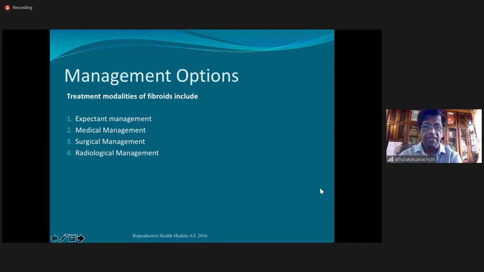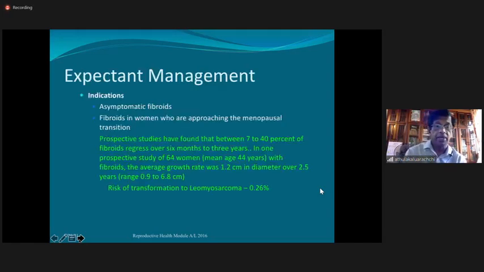Ultimately, there is surgical management, and fertility management. Then there are different types of surgeries you may perform, and also interventional radiology, which has some place, for example, with various embolization techniques. I told you, expectant management is for asymptomatic fibroids.